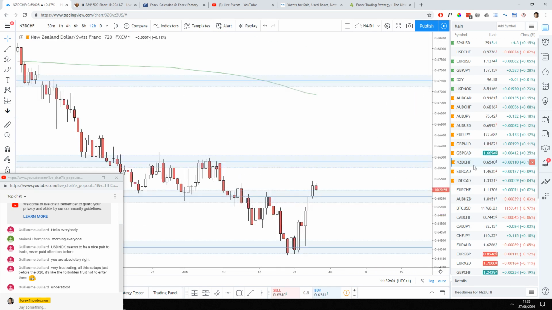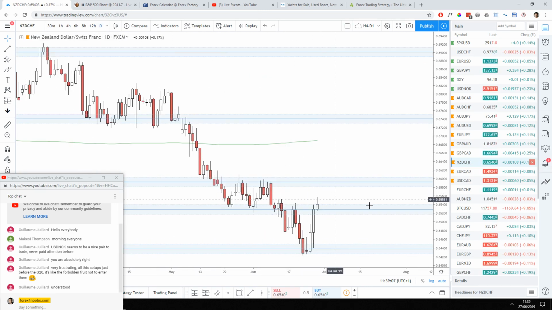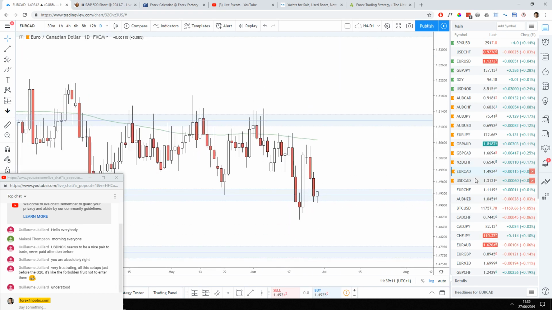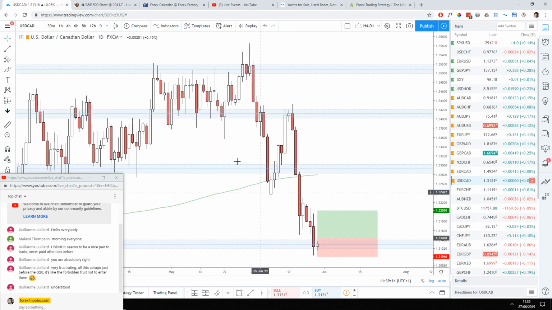Righto, I've talked enough about that, guys. Let's just continue on with potential setups. We have a potential short here on resistance. EURCAD, we have a potential long. USDCAD, we have a potential long.